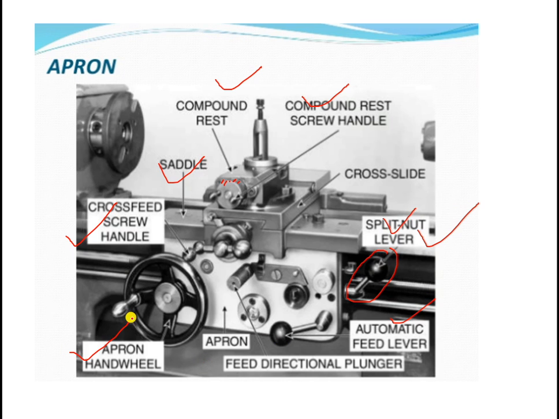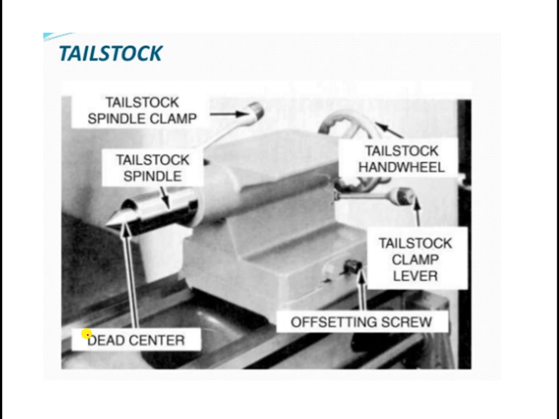Apron hand wheel moves the total assembly in this direction, that is from left to right or right to left along the guideways which are available on this lathe bed. Tailstock, this is the dead center which is not moving. Headstock is a live center because the chuck is continuously moving there. This is the clamp which is used for moving this in and out. There is another bolt which is holding this tailstock here. This is the tailstock spindle, tailstock hand wheel, tailstock clamp lever, offset setting screw. So this is all about the tailstock.